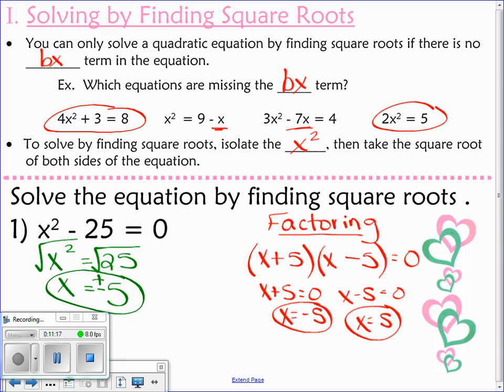Justin. As long as it's by itself, that's fine. But if I would move the x squared in this case, I've made it negative. Then I'd have to divide by negative 1 to get rid of that. But yeah, you can move anything you want, either side. Doesn't matter.